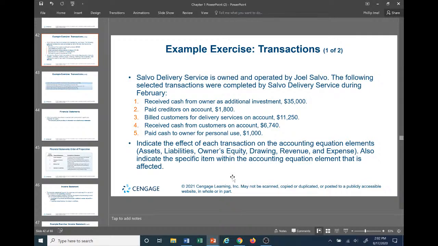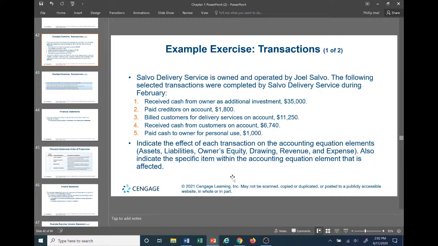We're giving them credit, right? So we're saying, okay, we trust you, we're going to do this for you now, but only because you're going to pay us for it later. And number 4 right here relates to where we billed customers for delivery service. Now we're actually going to receive payment from the customers on account of $6,740. So if we're going to receive payment on account, then obviously we're going to receive cash.